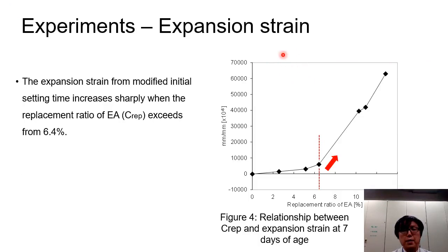And here is the relationship between the measurement results at 7 days of age and the expansive additive replacement ratio. Expansion strain showed a tendency to cause rapid expansion when the replacement ratio exceeded 6.4%.